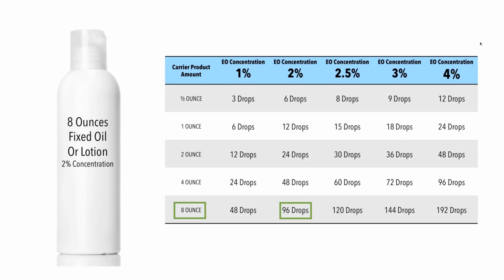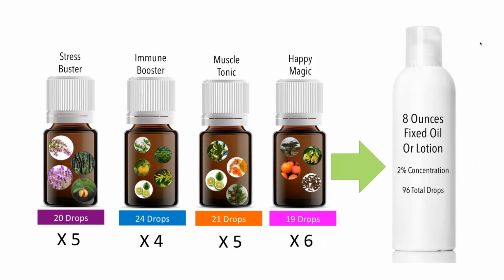All right. Now, what's going to happen to us is we'll have to multiply our base amounts to have enough product to produce 96 drops of essential oil for 8 ounces of carrier. So we're going to multiply the base for Stress Buster times 5, for Immune Booster times 4, for Muscle Tonic times 5, and for Happy Magic times 6. And the reason why Happy Magic is so high, obviously, is because it only has 19 drops in its base formulation. So we need extra. So that once we do that, that should give us enough for our base, for our 8 ounces of fixed oil or lotion at a 2% concentration.